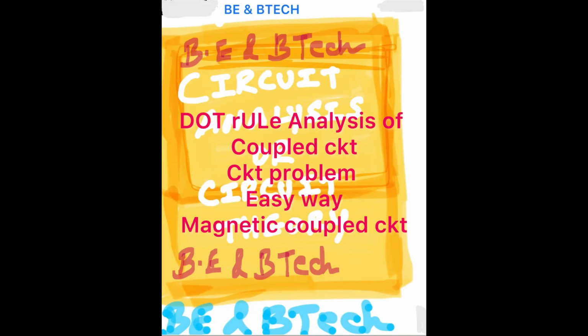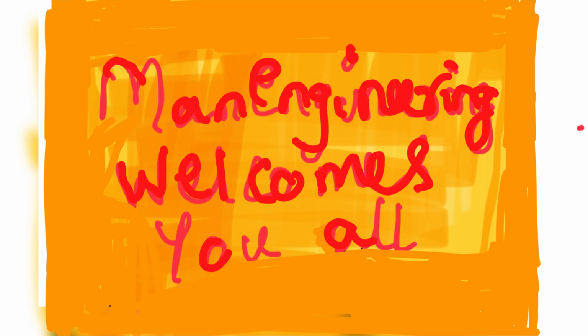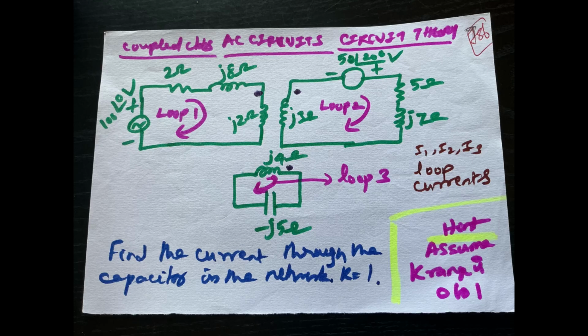Electrical circuit analysis, B.Tech students. Dot rule analysis of a coupled circuit problem, and magnetic circuits and the ideal transformer applied in a circuit problem. The question shown in the figure consists of three loops: loop 1, loop 2, and loop 3. The loop currents are I1, I2, and I3.